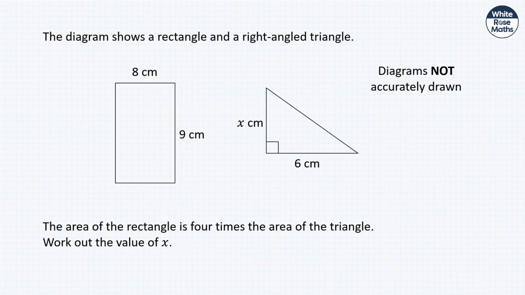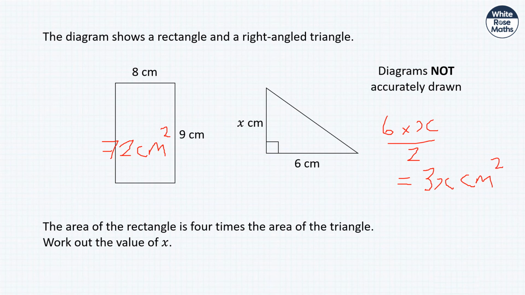Okay, this next one: the diagram shows a rectangle and a right angle triangle. The area of the rectangle is 4 times the area of the triangle. Work out the value of x. So 8 times 9 is going to be 72, so the area of the rectangle is 72 centimeters squared. The area of the triangle will be 6 times x divided by 2. Simplifying this, I will get 3x centimeters squared.